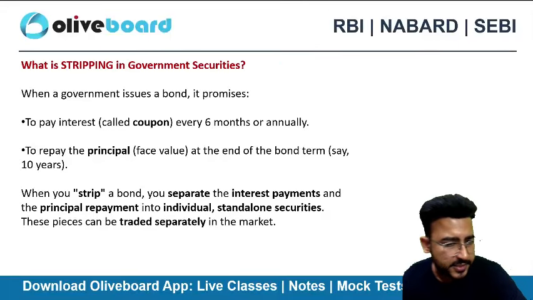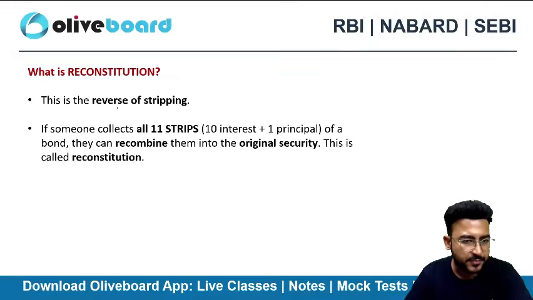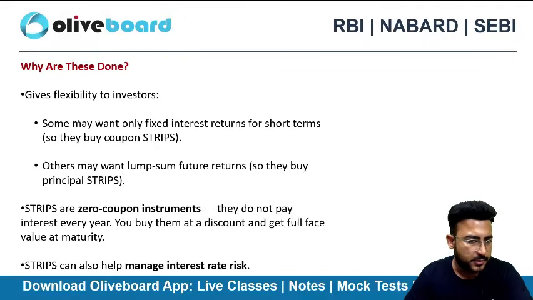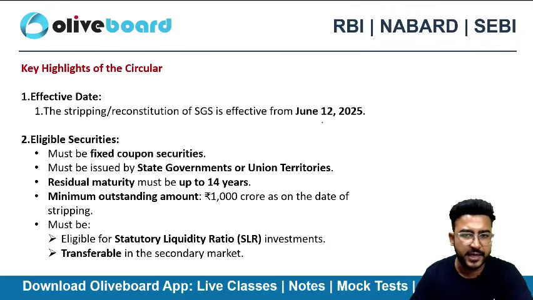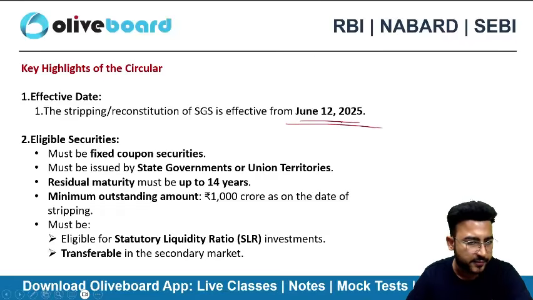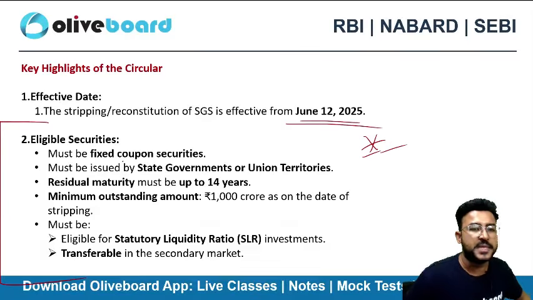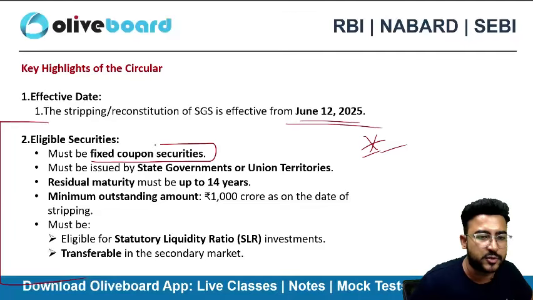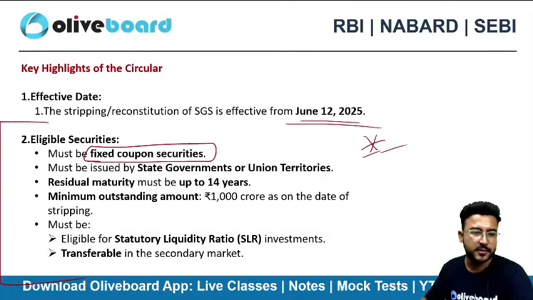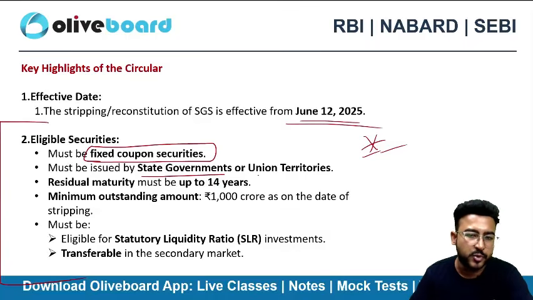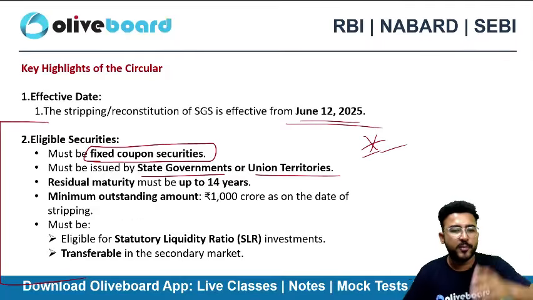So that's what stripping is all about. I'm segregating the coupon, I'm segregating the principal payments as well, right? Then what else can we read from this particular circular? The effective date here will be 12th of June 2025, so it's already effective, right? Eligible securities, please do remember this one, must be fixed coupon securities only. So it should not be a variable coupon security, it should be a fixed coupon security only. Must be state government issued or union territory issued. Why? Because central government was already permitted. Now it is state government or union territory issued.